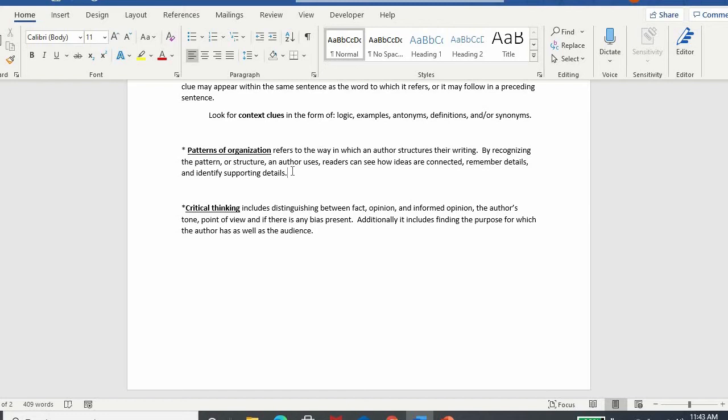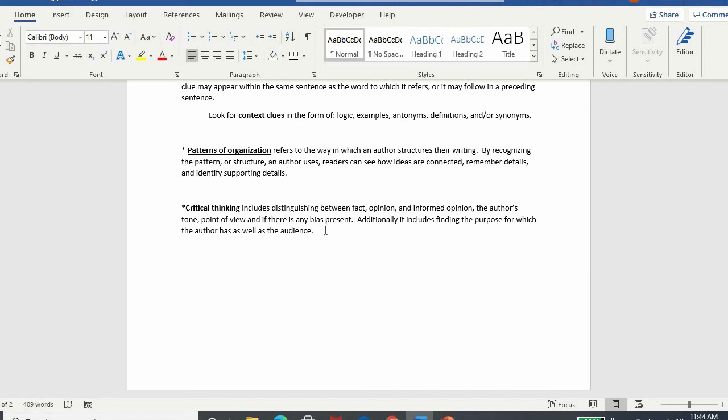If we can recognize the organization of a paragraph, if we can see, oh, this author is using compare and contrast, or this author is using examples, we can start to understand more of the overall meaning of the paragraph and walk away with better comprehension.